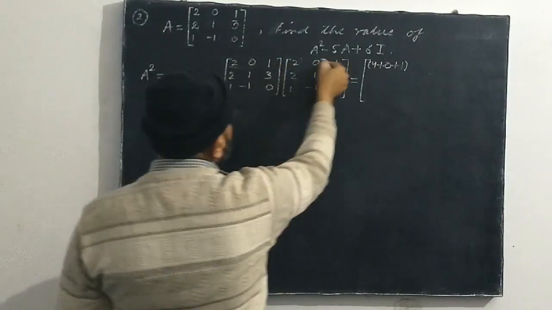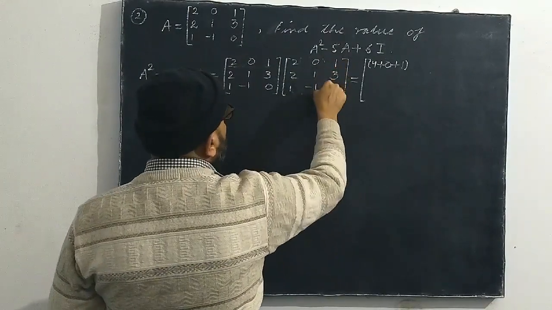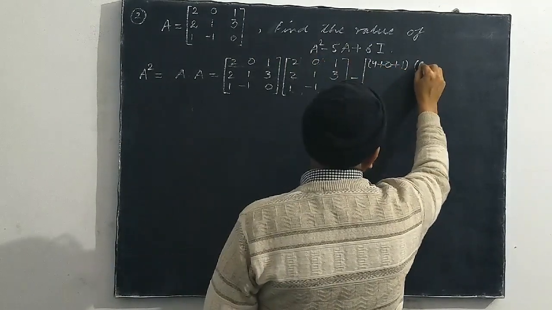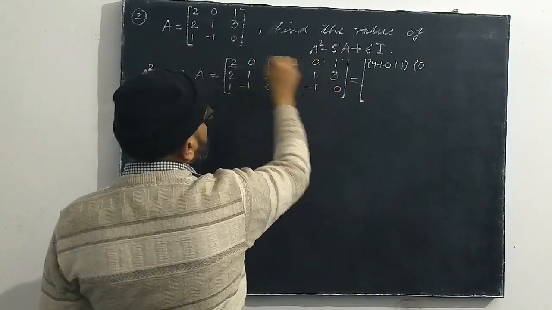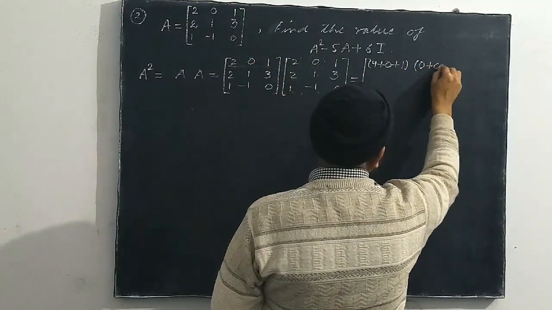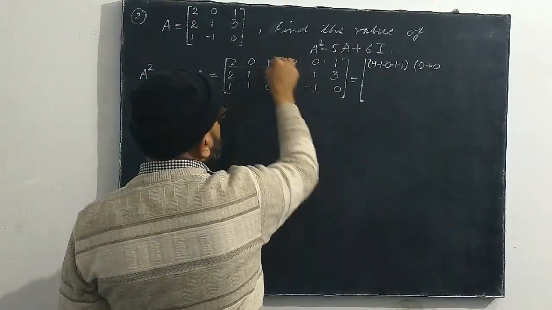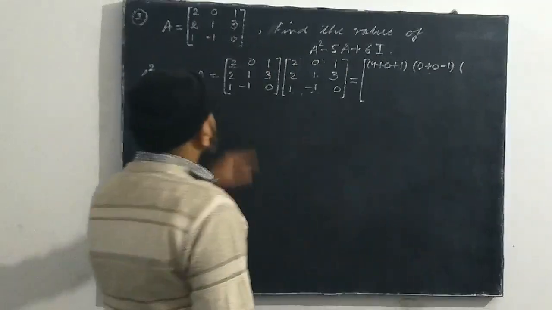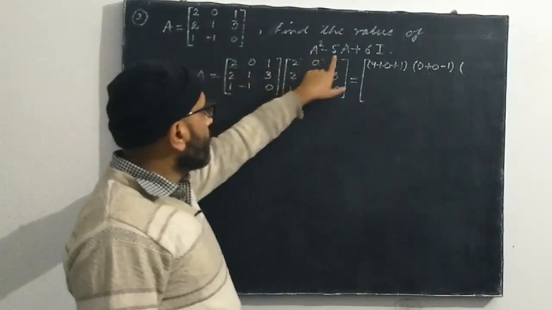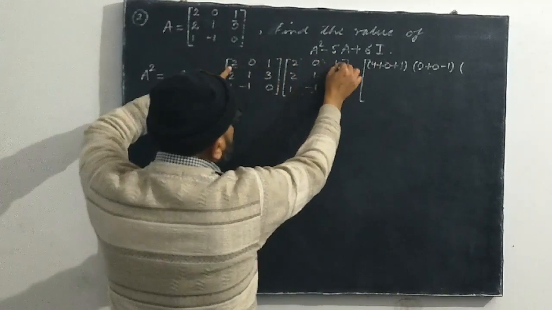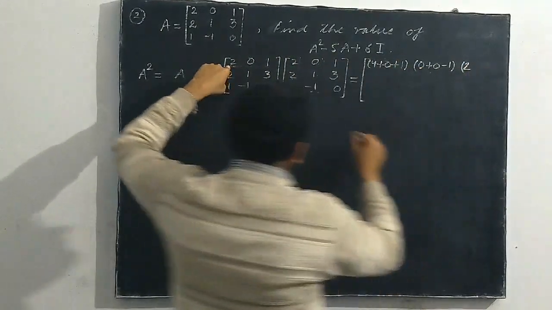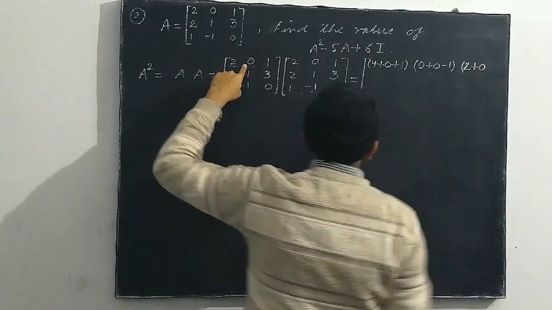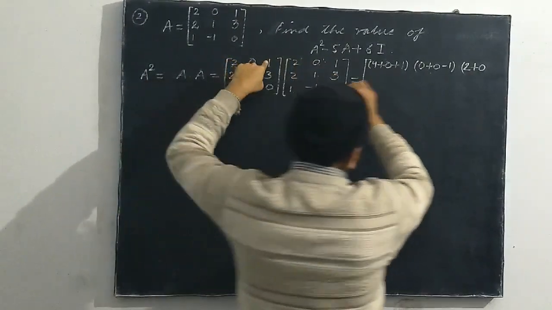Then the first row multiplies the second column, so corresponding elements, that is first element to first element, 2 into 0 is 0, second element to second element, so 0 into 1 is 0, and third element into third element, that is 1 into minus 1, minus 1. Now the third element we get by multiplying row 1 and column 3. So first element multiplies first element, 2 into 1 is 2, second element to second element, 0 into 3 is 0, and third element multiplies third element, so 1 into 0 is 0.